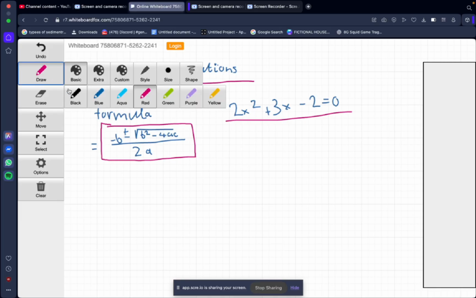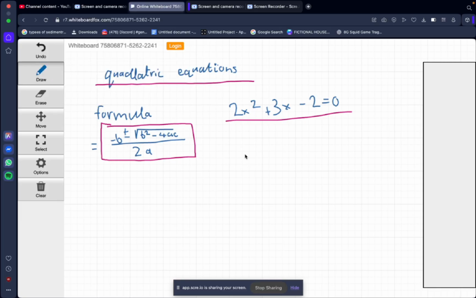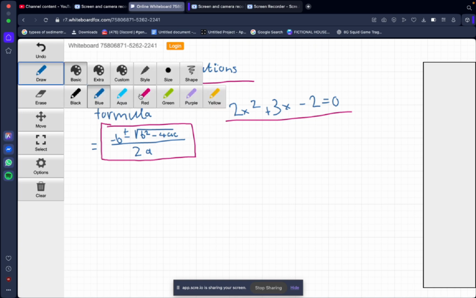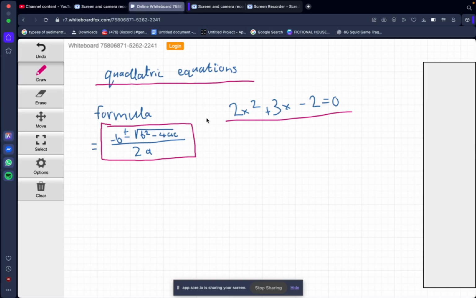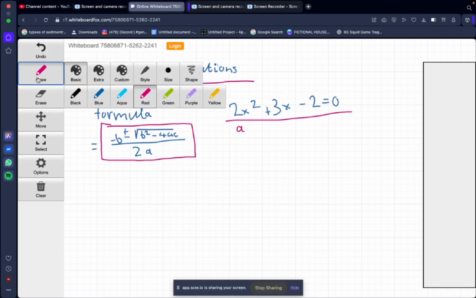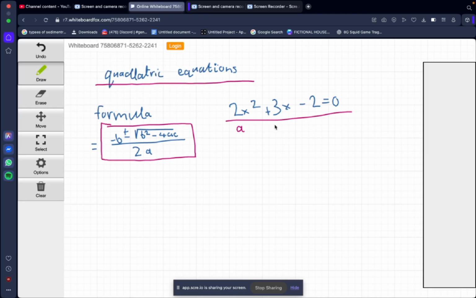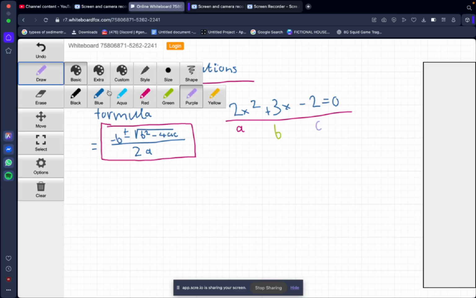Now using what we have here, we need to solve that equation. But how can we do this? What do all these goofy letters mean? First, we need to actually label what the letters mean. So 2x squared is a, 3x is b, sorry, and then 2 is c. These are the three main things we'll need to solve this equation.